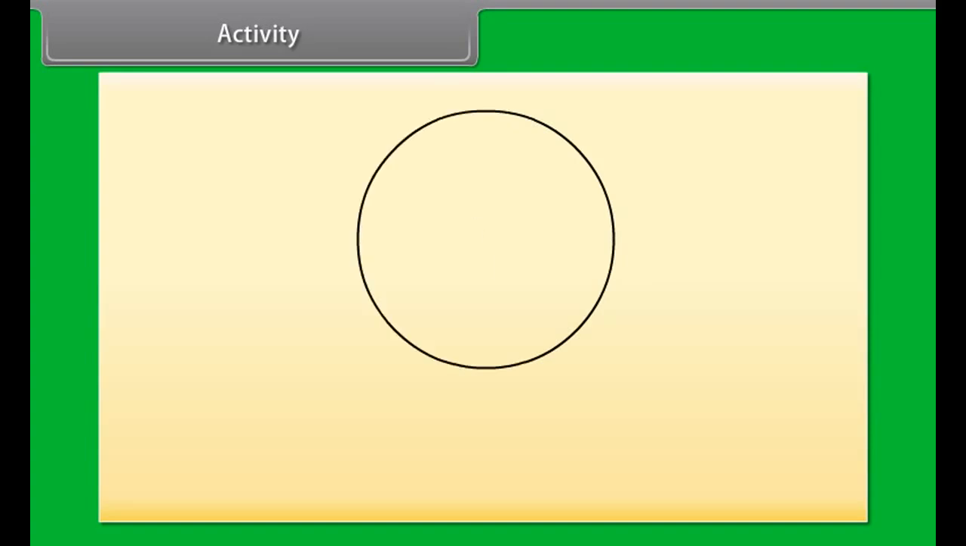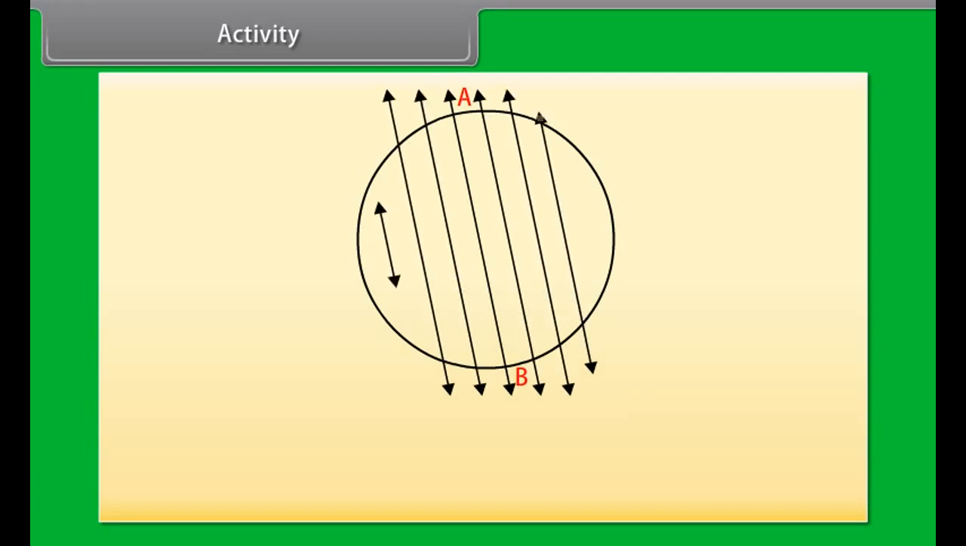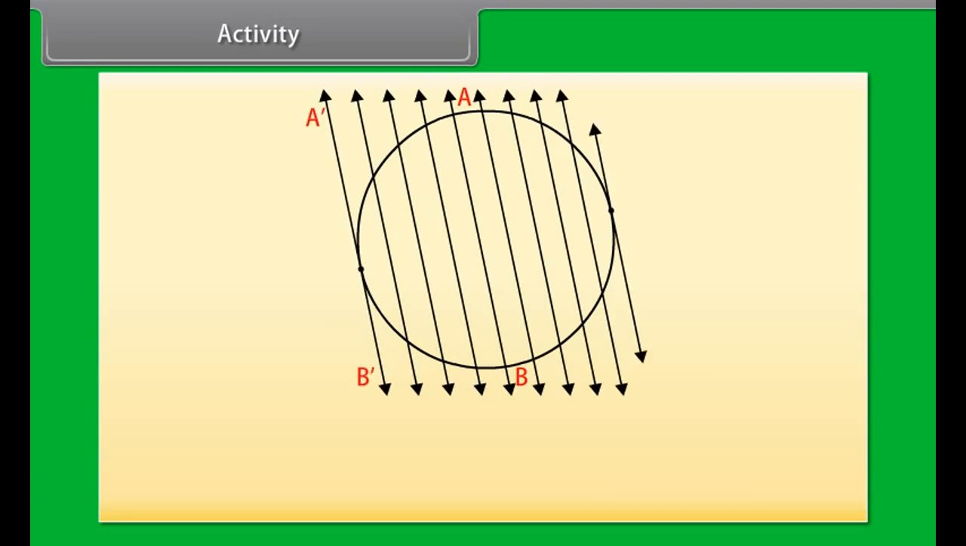Activity. To understand more about tangent, let's do an activity. Draw a circle and a secant AB of the circle. Now on both sides of the secant, draw various lines parallel to it. We will find that after some steps, the length of the chord cut by the lines will gradually decrease, and it becomes 0 on both the sides of the secant.